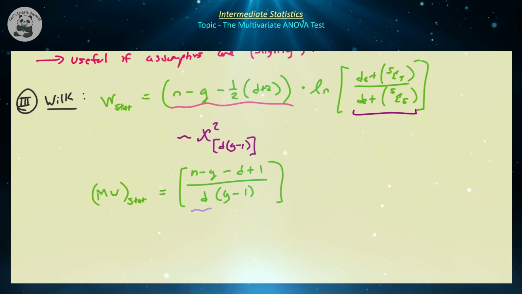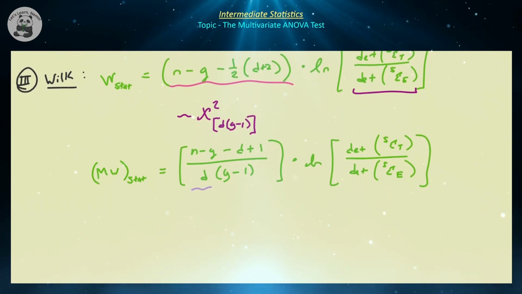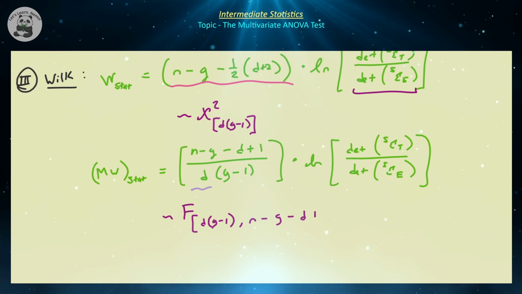Which can be useful because we don't want chance variation to be affecting our analysis of data. So once we have that scalar done, that's going to be multiplied by, again, the natural log of the determinant of our S sigma T matrix divided by the determinant of our S sigma E matrix. Right? So same little natural log quotient, and one can show that as long as multivariate normality is met, then this is going to be associated to an F distribution with a degrees of freedom pair of D(G minus 1), so the same as the chi-square degrees of freedom, comma N minus G minus D plus 1.